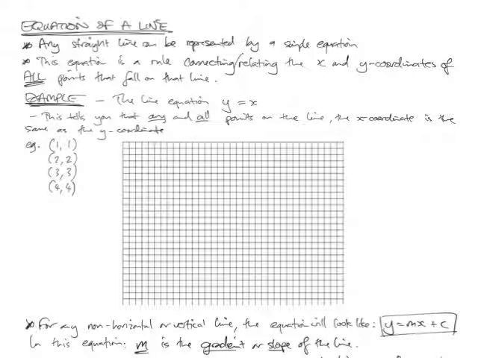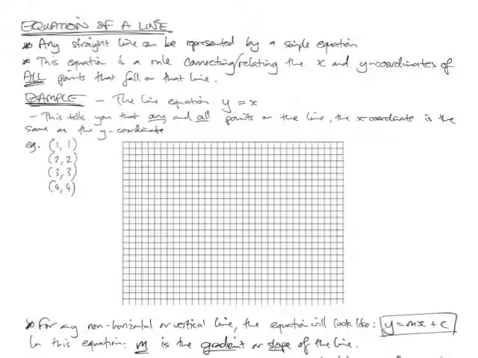So what's this about? Any straight line can be represented by an algebraic equation, or a simple equation. That equation is a rule that connects the x and y coordinates of all the points on that line, because a line is like an infinite number of points all right next to each other, and the equation tells you a rule that connects the x and y coordinates of all of those points.